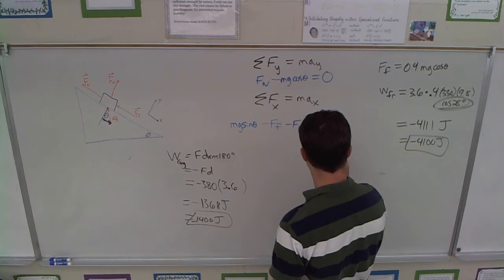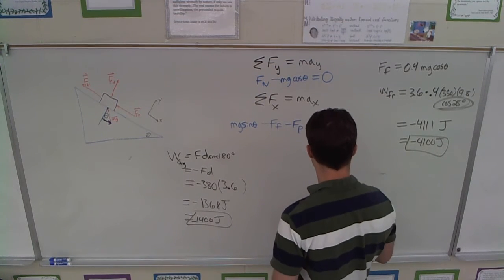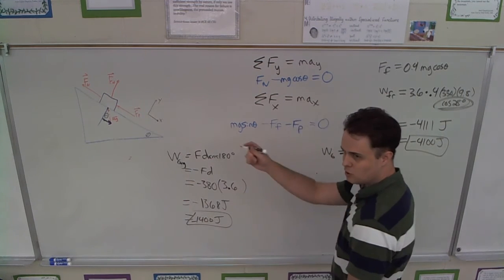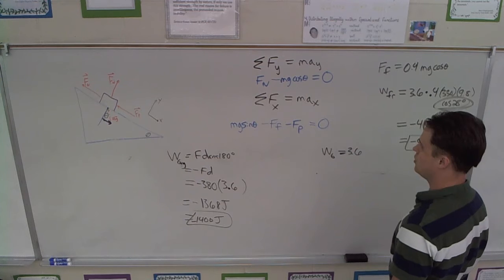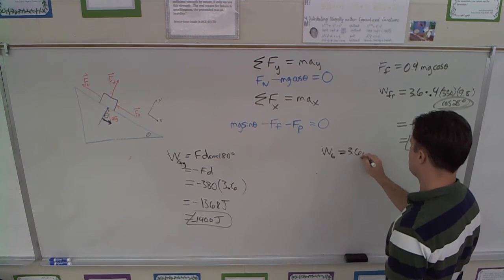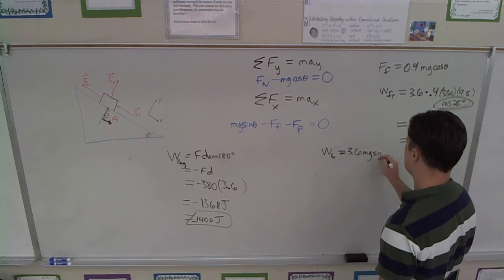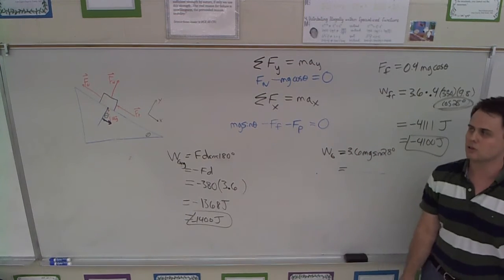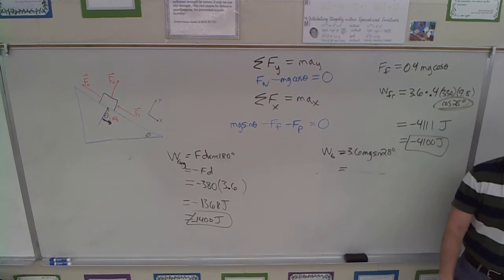So the work done by gravity is also going to occur across this movement of 3.6 meters as it slides, and gravity was mg sine of 28 degrees, and so that's what we need there. Of course, m and g staying the same as they have for the rest of the problem. So can you guys tell me what that is?